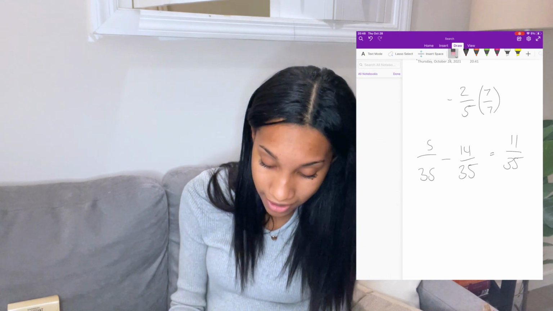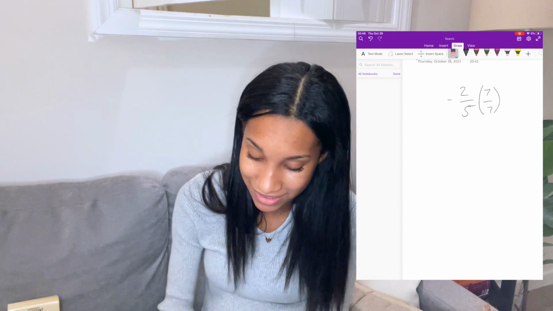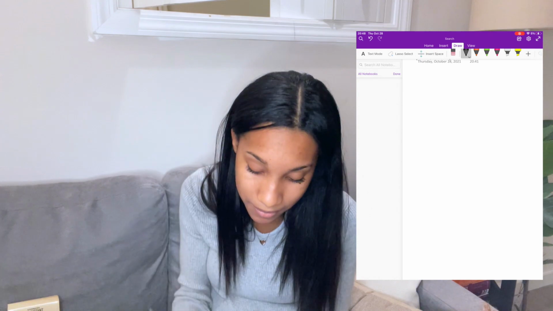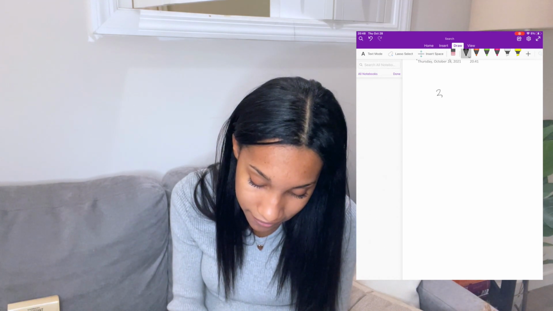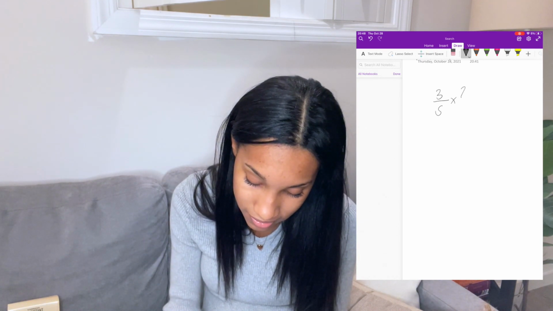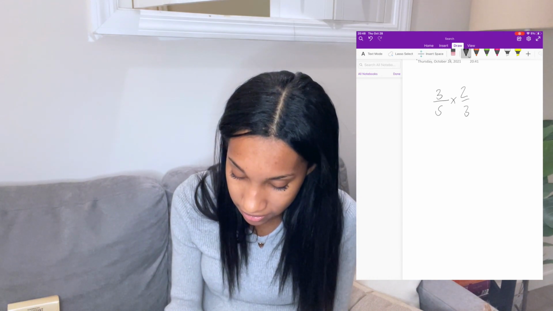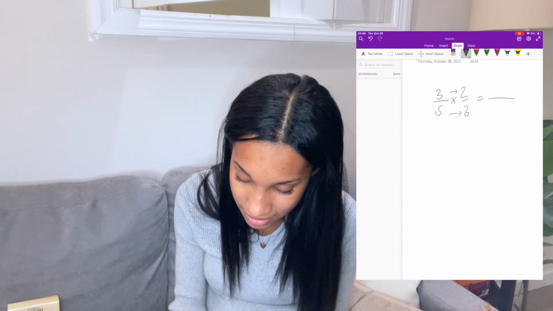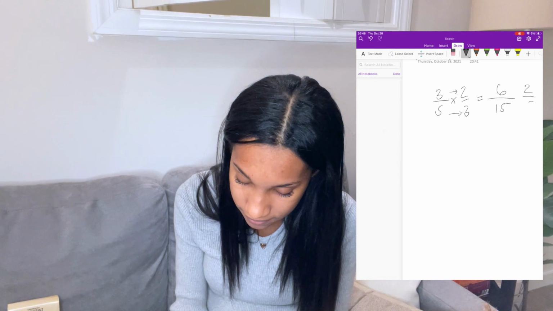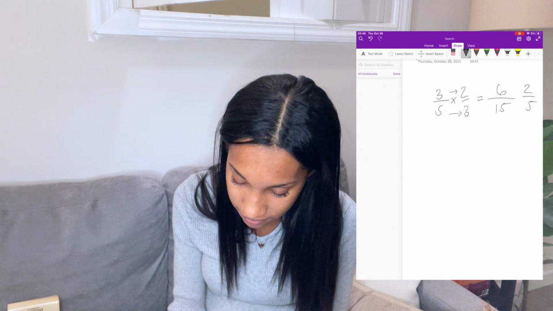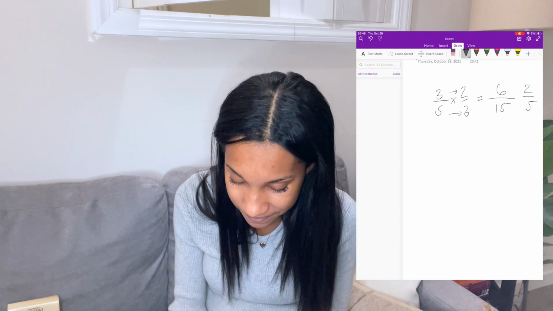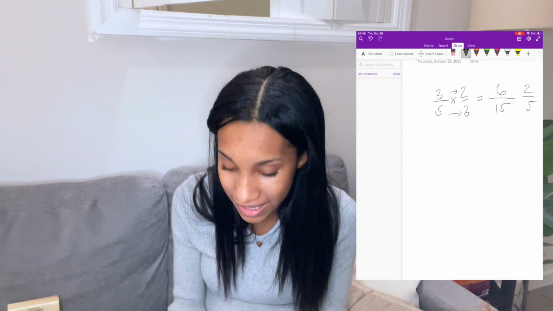Multiplying fractions is the fun part because you literally just multiply straight across. So for example, 3 over 5 times 2 over 3, you literally just multiply numerators, you multiply denominators. So it's going to be 6 over 15. That's going to simplify to 2 over 5. That does not sound right. I think that is right. We're going to say that's right.